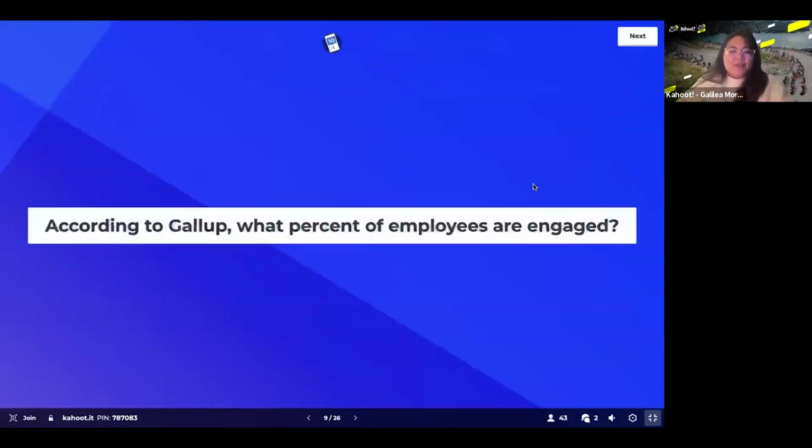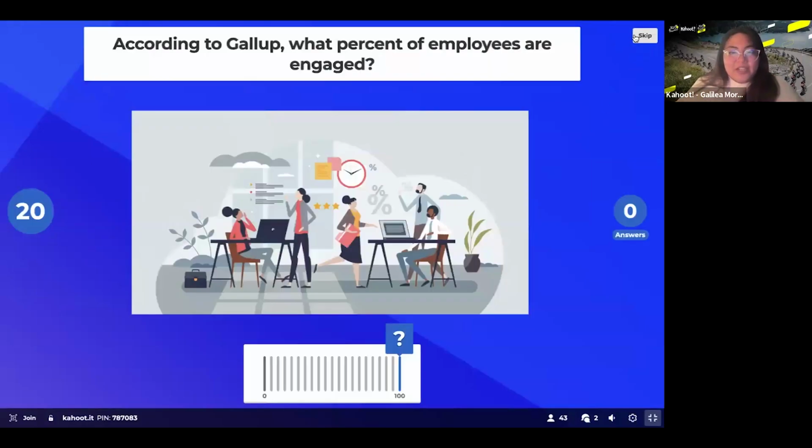So that being said, a quick slider question just to see if we were paying attention. And the magic of Kahoot right at work. We just talked about a lot of different things, but here's a little tidbit that I want to refresh on. According to Gallup, what percent of employees are actually engaged? Now on your devices, you'll be able to use the slider and select the answer if you were paying attention.